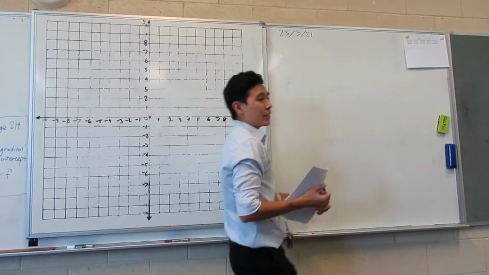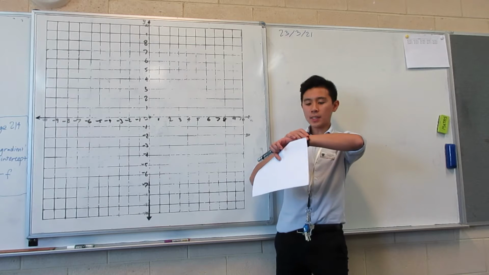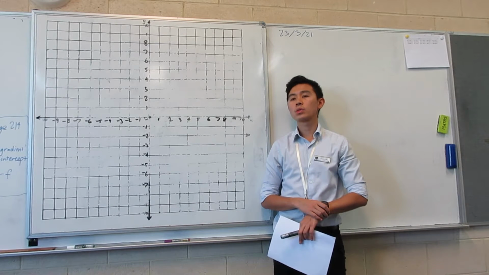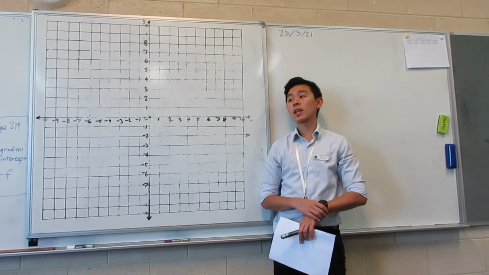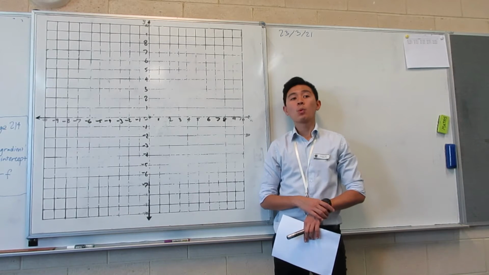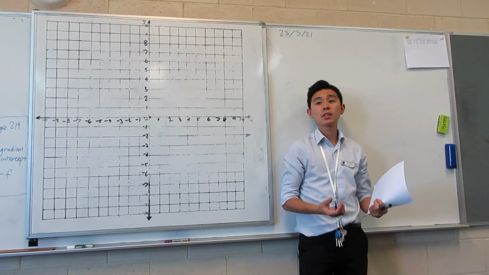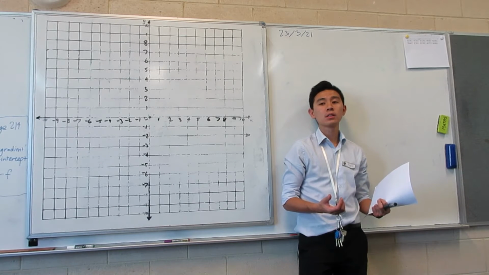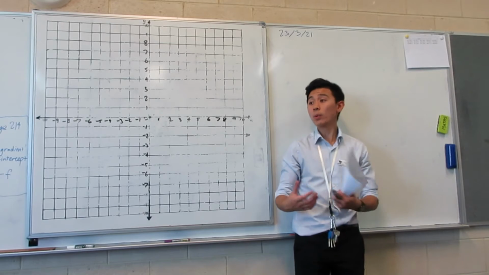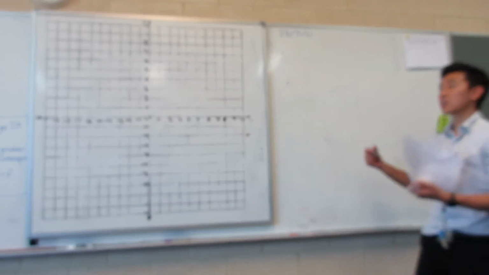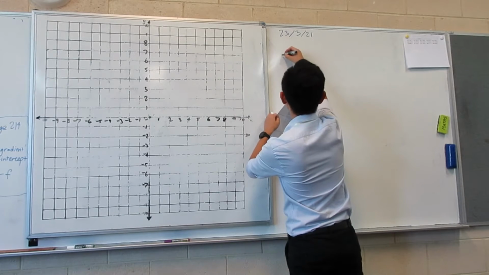Alright, so, year 11s. The last little thing I wanted to look at for today was one of the other ways that we can describe how steep a line is. The other way that we can describe how steep a line is, we can talk about what we call the angle of inclination.